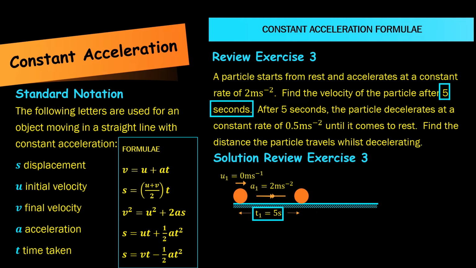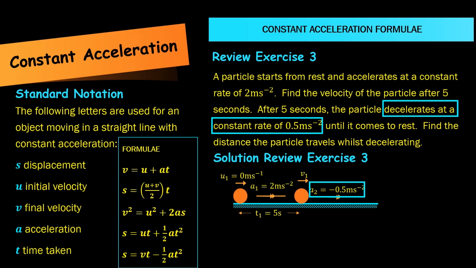We're required to find the velocity of the particle after 5 seconds. So t1 equals 5 seconds. The final velocity, v1, for the first part of the journey, of course, is what we are required to find.